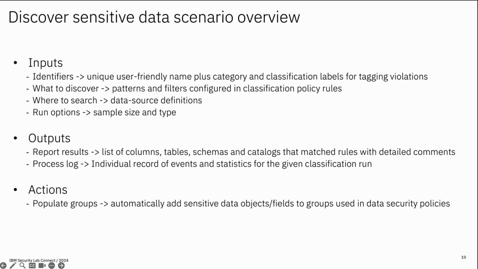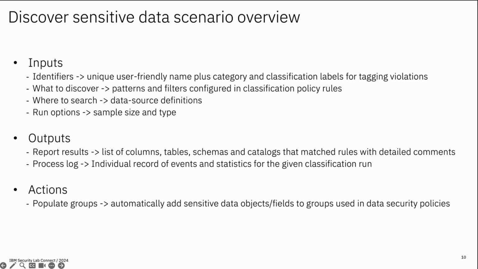Okay. And in the basic sense, that's the information you feed into the classifier, and the type of information that you get back, called outputs here, which is first the report results, a list of columns, tables, schemas, and catalogs that match the rules that you define in the what to discover component. It's more than just a flat list of tables and columns. We do give detailed comments that explain results, and you will get what we call a process log. So even if you don't get the results back, you always get the individual records of events and statistics for a specific classification run.